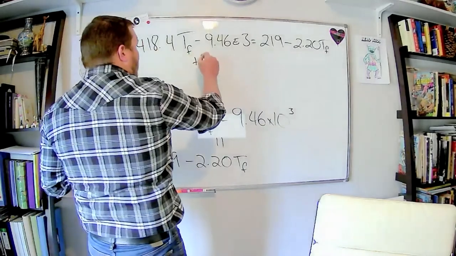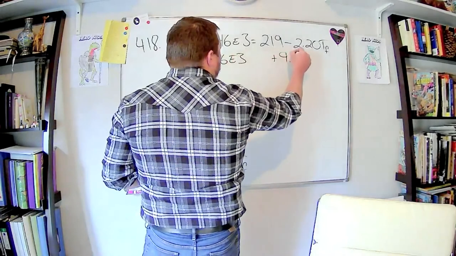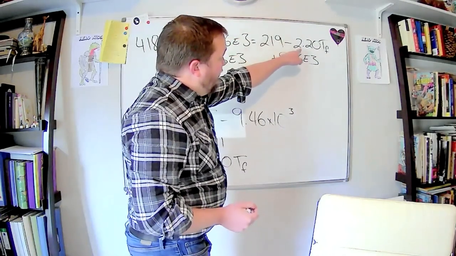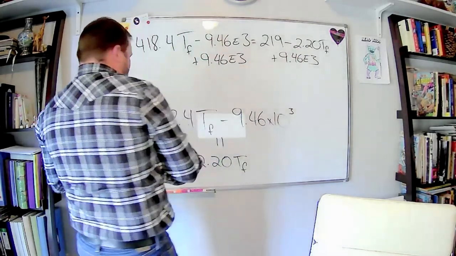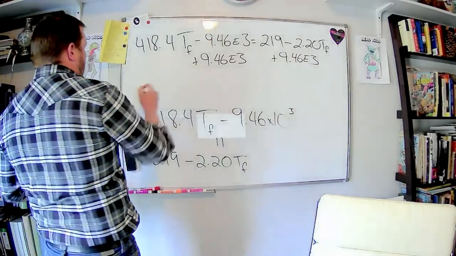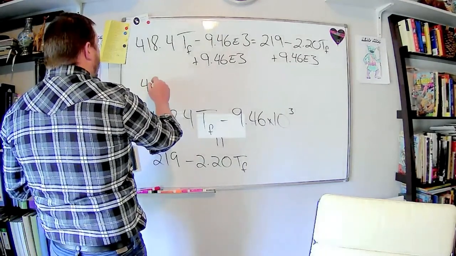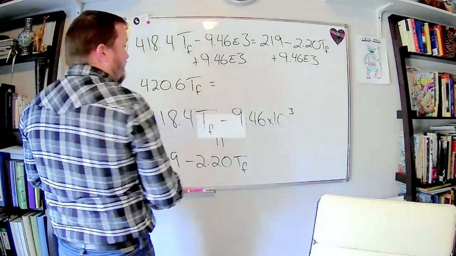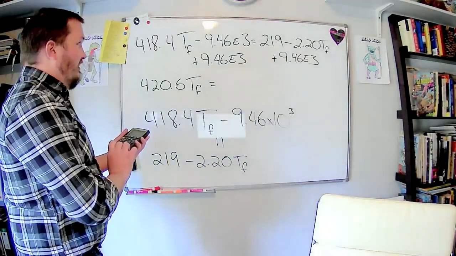So I'm going to add 9.46 times 10 to the 3 to both sides. And I'm going to add 2.20 TF to both sides. And when we do that, we'll wind up with 420.6 TF equals 9460 plus 219.